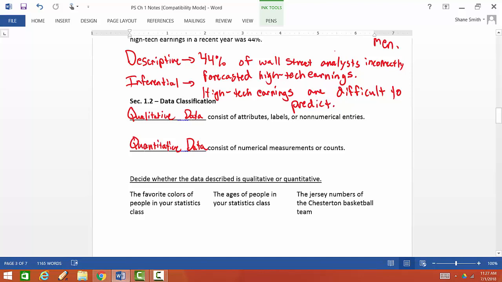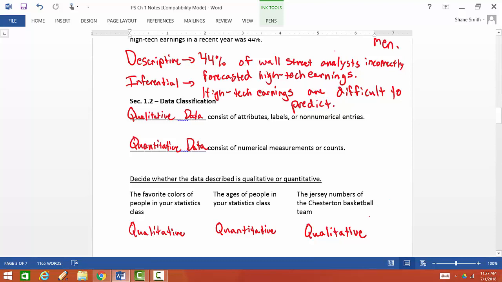The favorite colors of people in your statistics class, that would just be qualitative, because a color is just an attribute of some kind. The ages of people in your statistics class, so that's actually measuring how long you've been on Earth, right? So that number does measure something, so that is quantitative. And the jersey numbers of the Chesterton basketball team. Well, this one's qualitative, because even though it's a number, that number doesn't actually measure anything, right? So the number, remember, has to measure something.